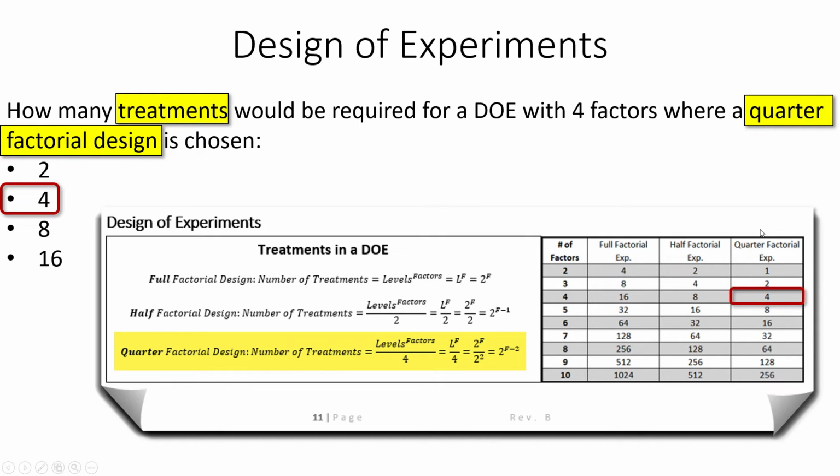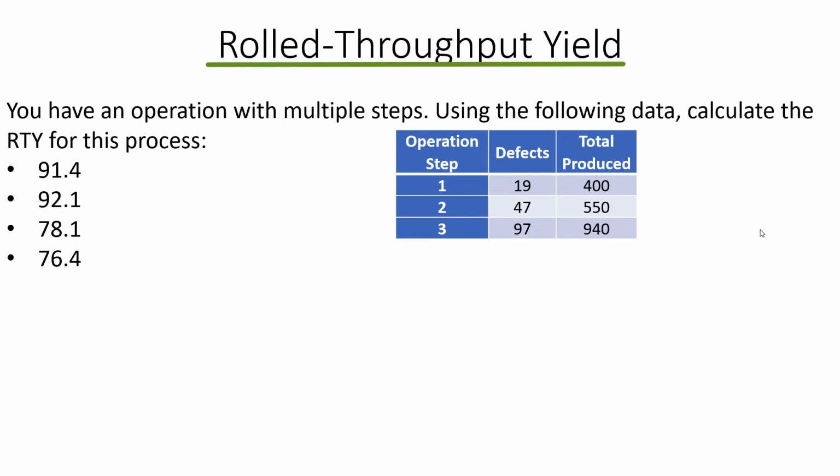That way you don't accidentally make a mistake with the math. Okay, let's keep going. Next problem is all about rolled throughput yield. When you're characterizing your process and you're trying to describe the performance or the quality of your process, rolled throughput yield is one of the Lean Six Sigma metrics that you can use. So I want to make sure you understand how to calculate this particular metric.